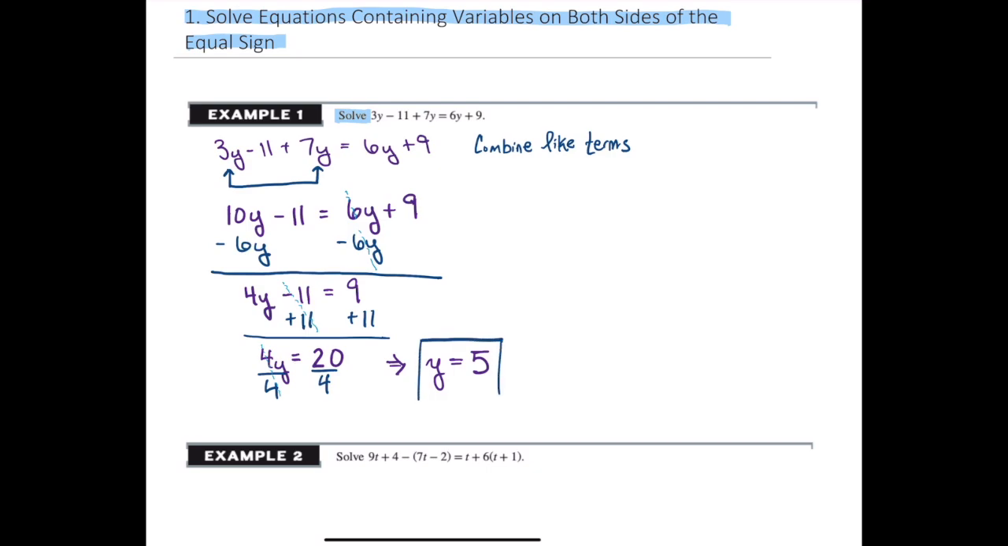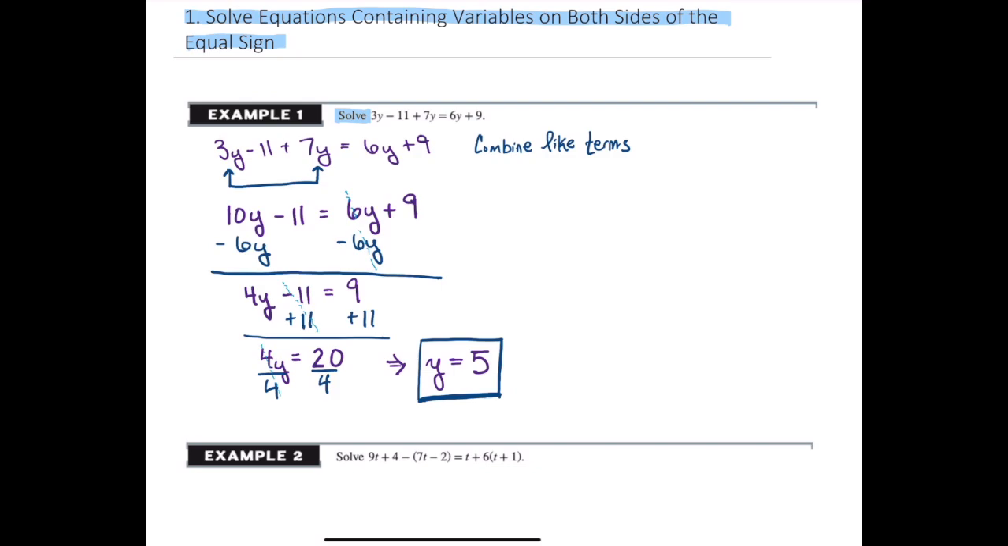And we can check the solution if you'd like to. So basically, we just need to follow the process of cleaning things up, combining like terms, getting our variable over to one side of the equation, and solving it, just like we did in our last video.